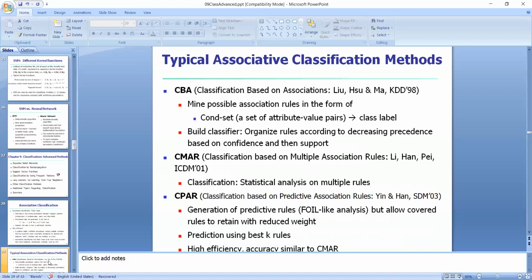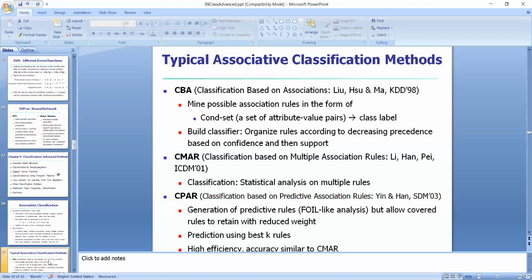Now the second method is CMAR. CMAR stands for classification based on multiple association rules. Here, the way we do classification is by doing some kind of statistical analysis on multiple rules. CMAR differs from CBA in its strategy for finding the frequent item set mining.